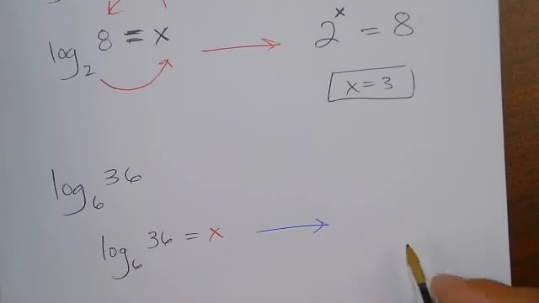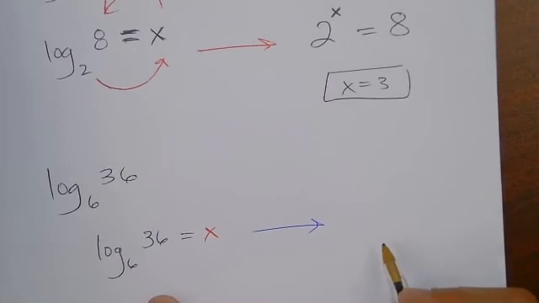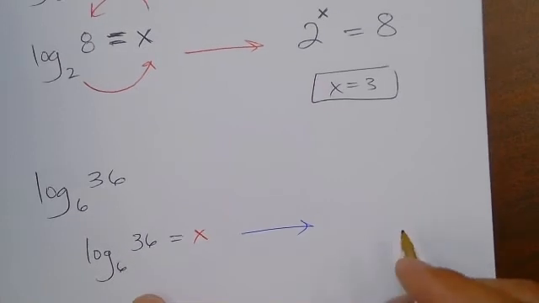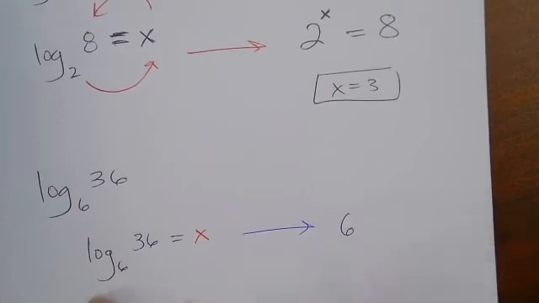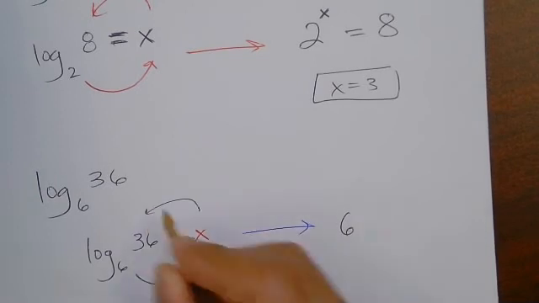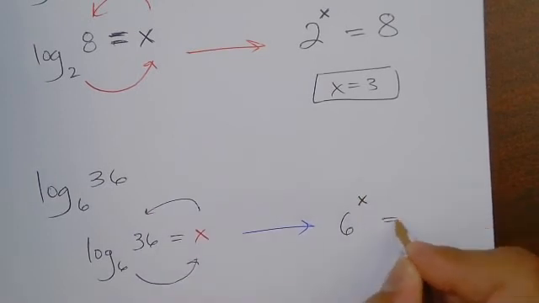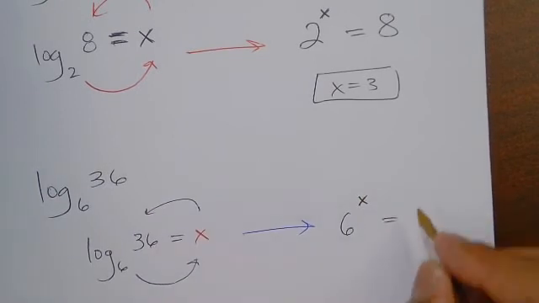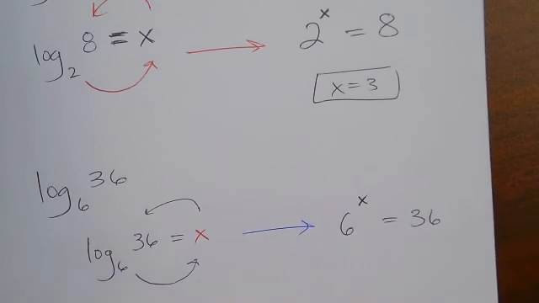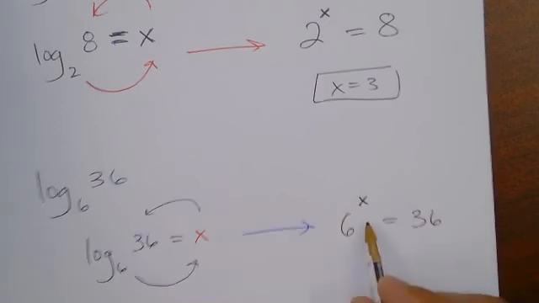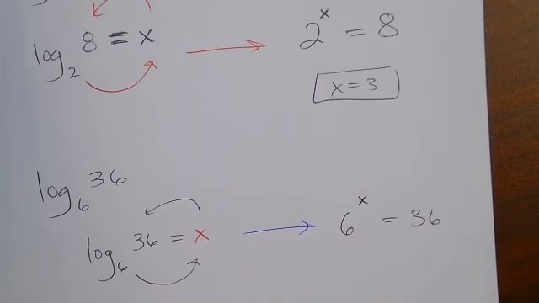Okay, so how do I rewrite this? I've got to rewrite this in exponential form. Wouldn't it be 6, counterclockwise again, 6 to what power gives you 36? Oh, now that's easy. See how easy it is when you see it in this familiar form, the exponential form? 6 to what power is 36? Oh, the answer is 2.